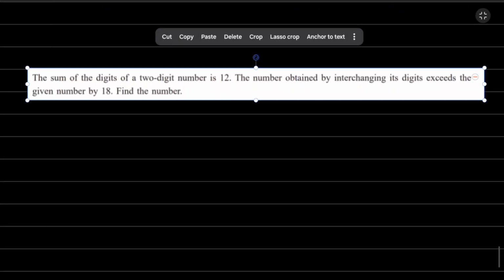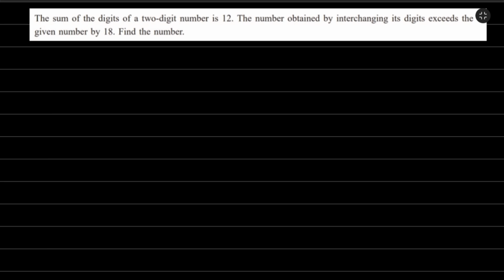Let's move on to the next question. Again, this is a two-digit related question, right? The sum of the digits of a two-digit number is 12.